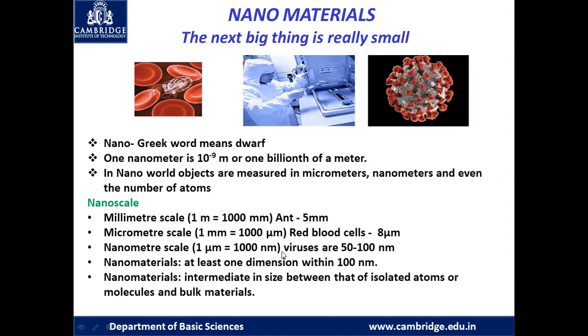Nanomaterials are a set of substances where at least one dimension is less than 100 nanometer. Nanomaterials are intermediate in size between that of isolated atoms or molecules and bulk materials.